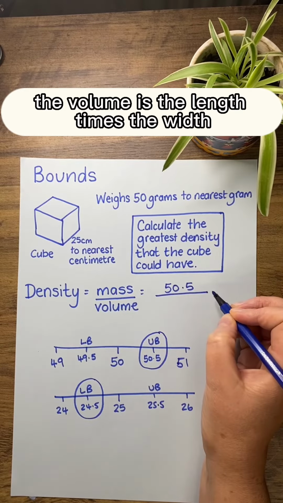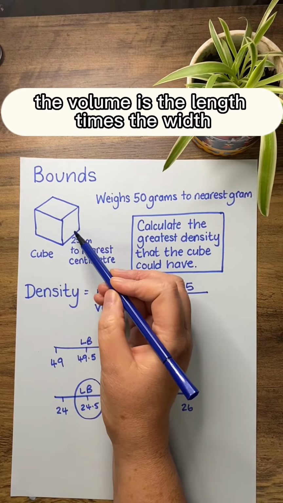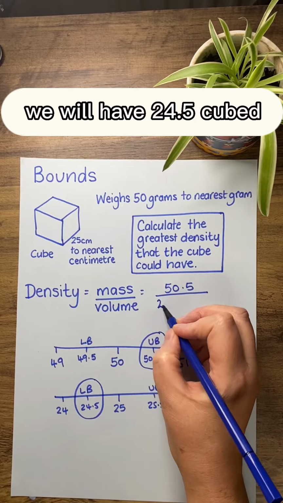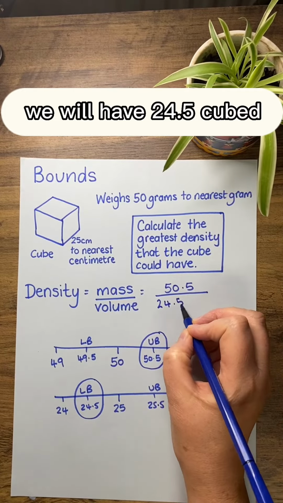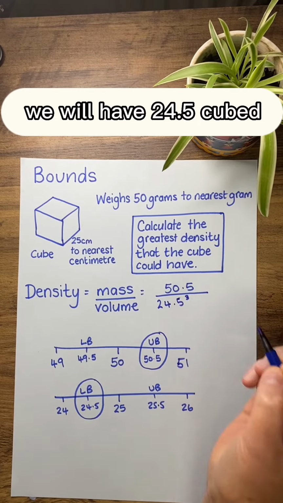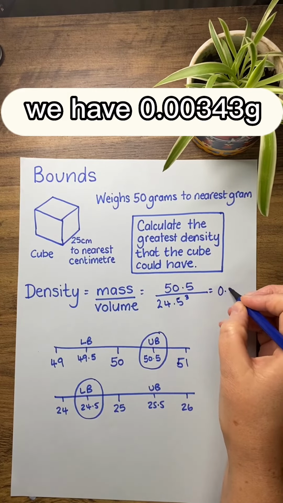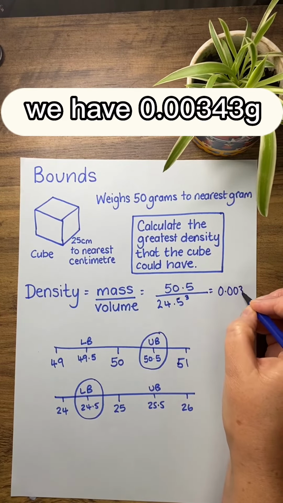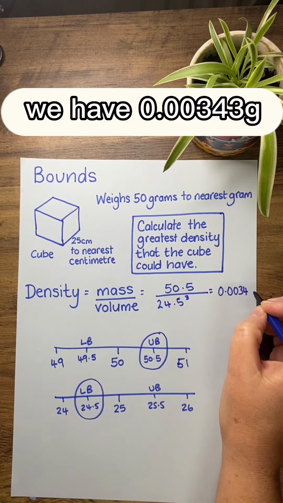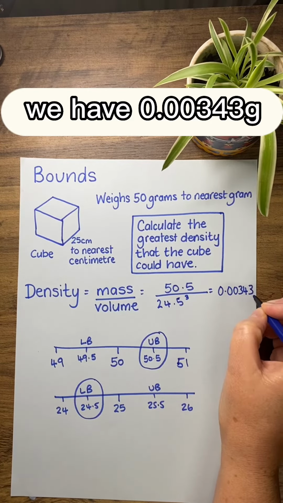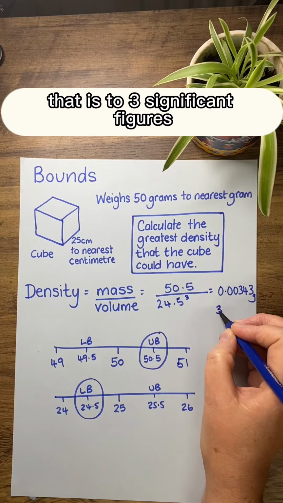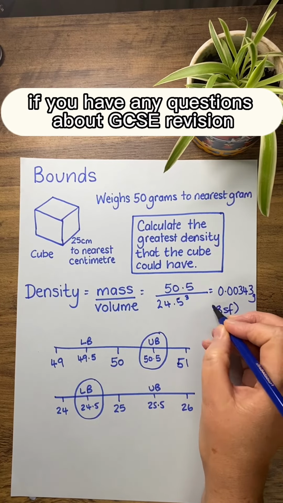The volume is the length times the width times the height. We will have 24.5 cubed. When we work that out on a calculator, we have 0.00343 grams, and that is to three significant figures.